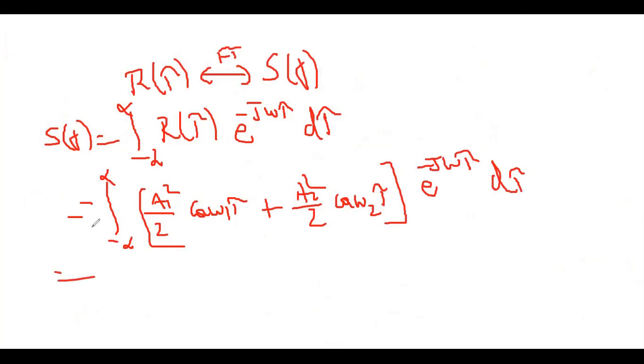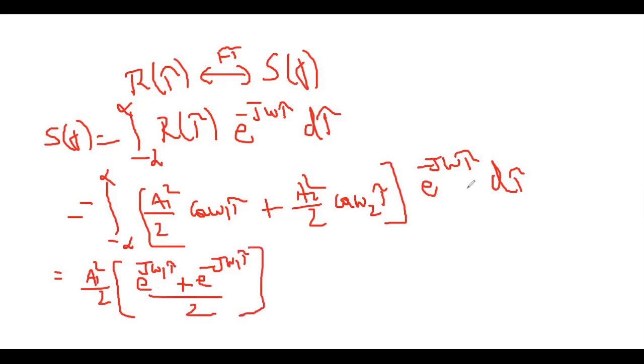So the first step, I am taking the first one, a1 square by 2. What is cos omega 1 tau in exponential form? It is e power j omega 1 tau plus e power minus j omega 1 tau by 2, and it is multiplied with e power minus j omega tau d tau. This is the integral from minus infinity to infinity for the first integral.